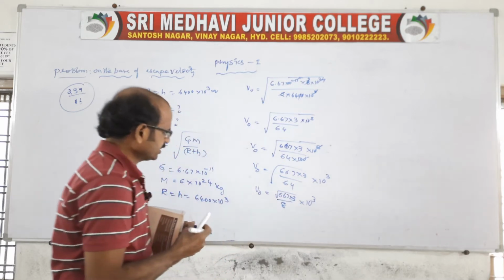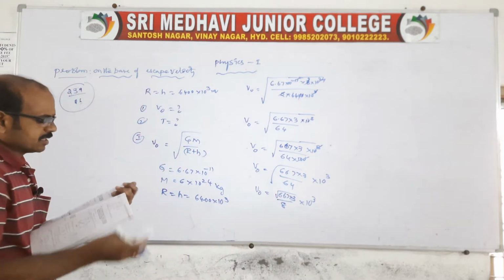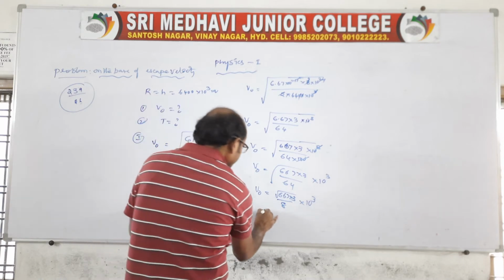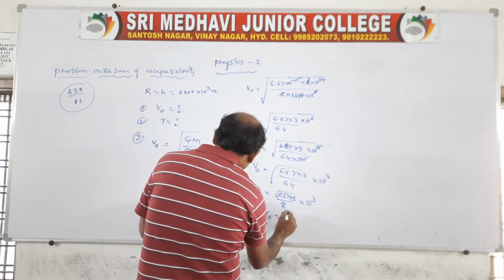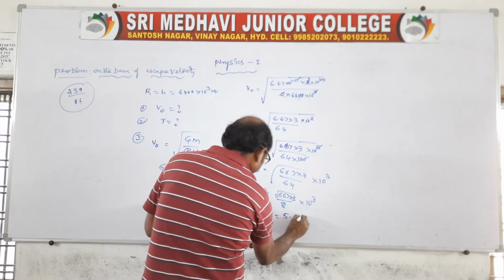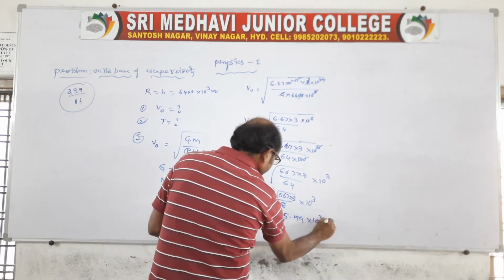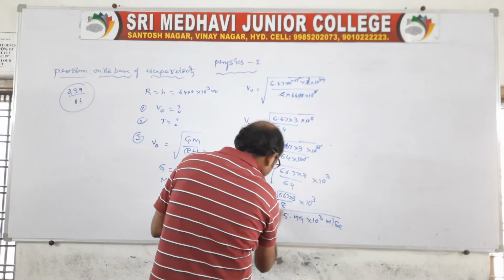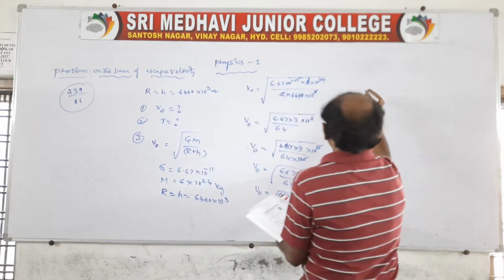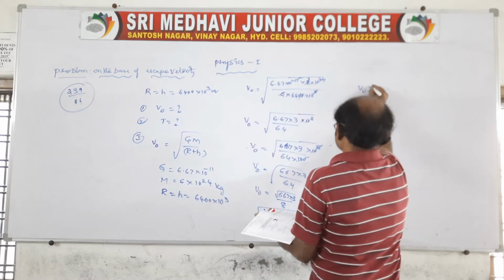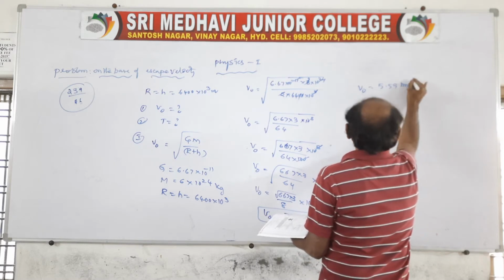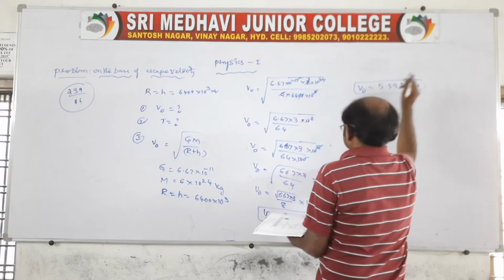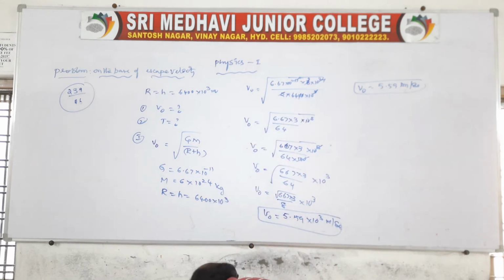See, approximately the orbital velocity, after simplification I am giving, it may be approximately 5.59 into 10 power 3 meter per second. Suppose you want to say in kilometers, then V naught is equal to 5.59 kilometer per second. So this is the final answer for orbital speed, right?